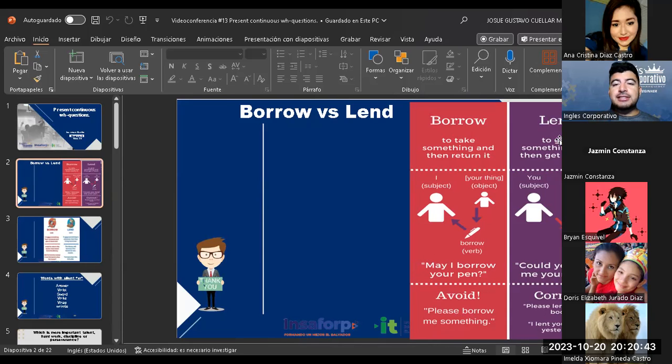Luego tenemos la palabra lend, que significa to give something and then get it back. Dar algo y luego conseguirlo de regreso. Entonces acá tenemos la estructura. En la primera yo decía can I borrow o may I borrow y el objeto. En cambio aquí es could you lend me your pen? Can you lend me your pen? May you lend me your pen? ¿Verdad? Entonces, podemos decir please lend me that book. Aquí sí podemos decir eso. I lend you a dollar yesterday. Puede ser. And you can use or change could for should. Not necessary, because should is a suggestion. Should, lo voy a mencionar ahorita.